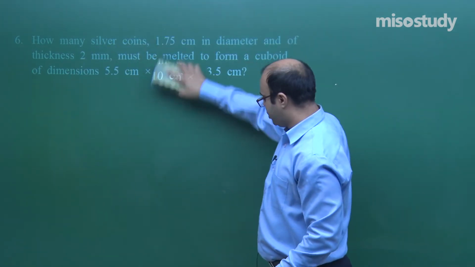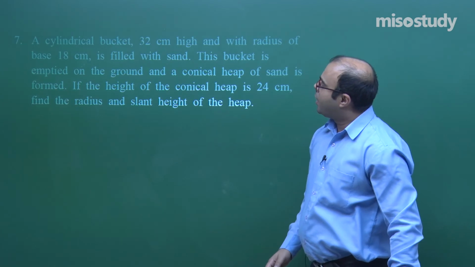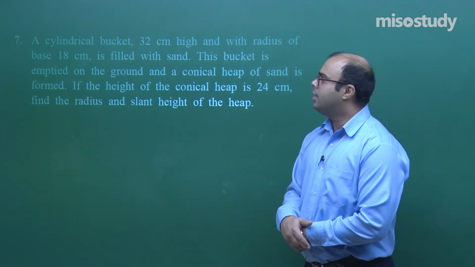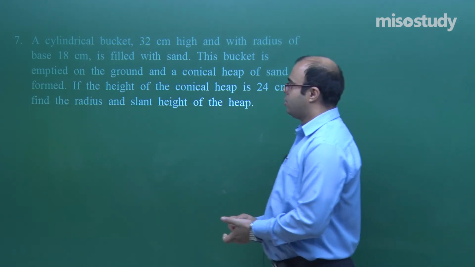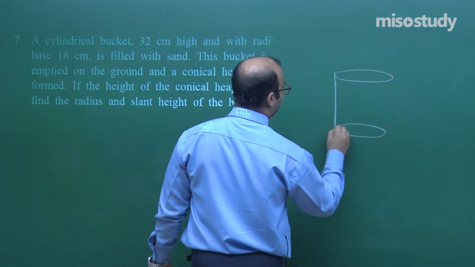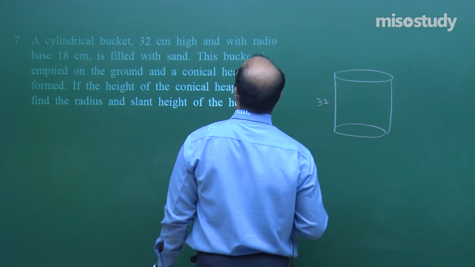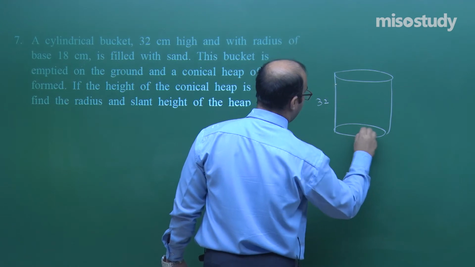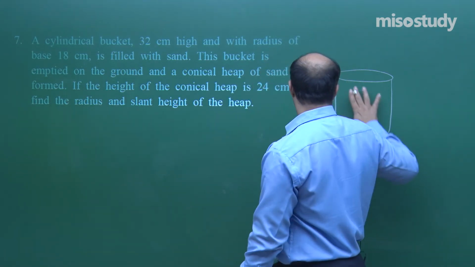Let us see one more question. Seventh question. A cylindrical bucket 32 centimeter high and with radius of base 18 centimeter. So there is a cylindrical bucket and its height is also given to us. Height is given 32 centimeter and with radius given as 18 centimeter. Is filled with sand.